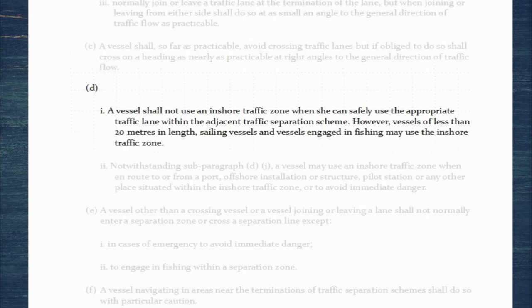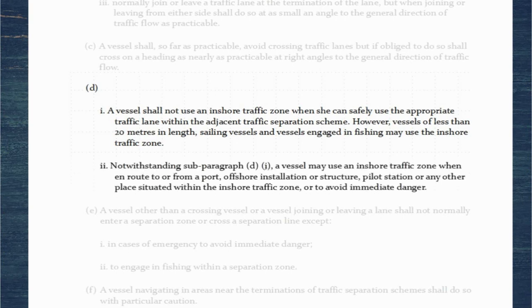And now we're on to the inshore traffic zones. Now not every traffic separation scheme will have these zones, but if it does it will be marked on the chart. And a vessel shall not use an inshore traffic zone when she can safely use the appropriate traffic lane within the adjacent traffic separation scheme. However, vessels less than 20 metres, sailing vessels and vessels engaged in fishing may use the inshore traffic zone. Notwithstanding the previous paragraph, of course, if you're en route to or from a port, offshore installation or structure, pilot station or other place within the inshore traffic zone, you may use it, or of course, to avoid immediate danger.